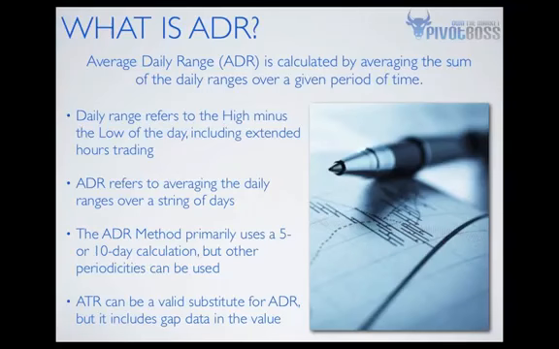So the ADR method primarily uses a 5 or 10 period ADR calculation, which is similar to a 5-period moving average or a 10-period moving average. ATR, average true range, can be substituted for ADR, but just know that ATR includes gap data in its value calculation, which means that an ATR value will almost always be higher than an ADR value. And that means the targets will be a little farther away. And that also means if they're a little farther away, you're not going to reach them as often.